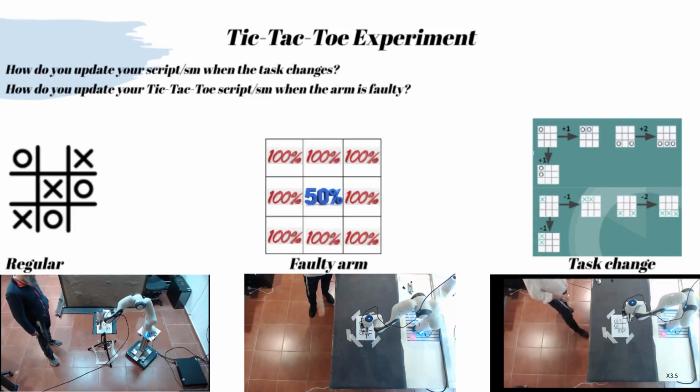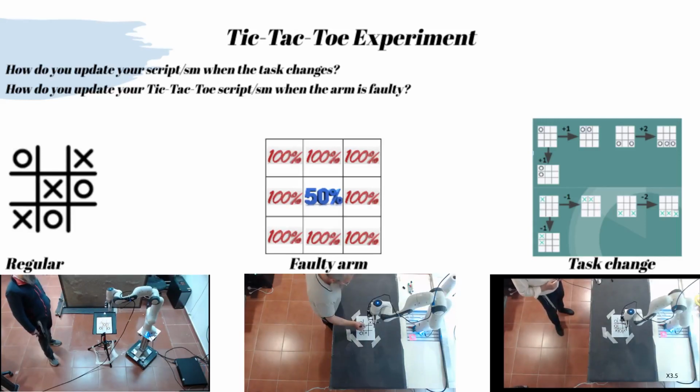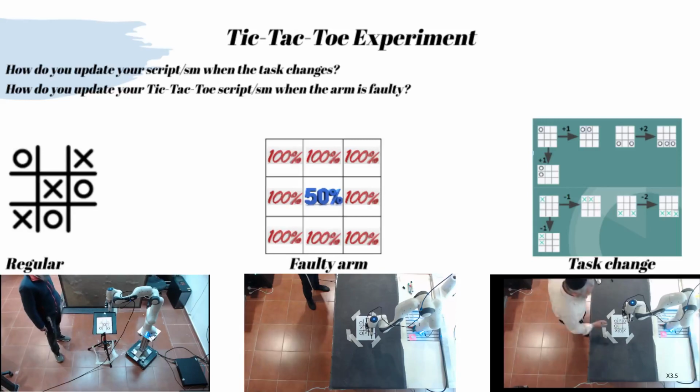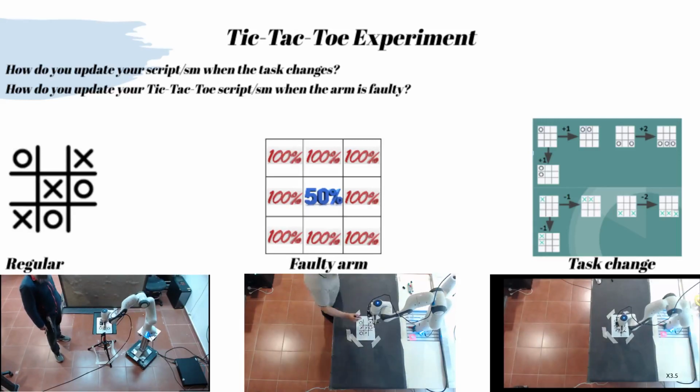In the right video, we changed the game so that marking cells adjacent to marked corner cells rewards a player with a point. We only needed to change the EF file reward model, yet manually writing a script to win such a game is not trivial.